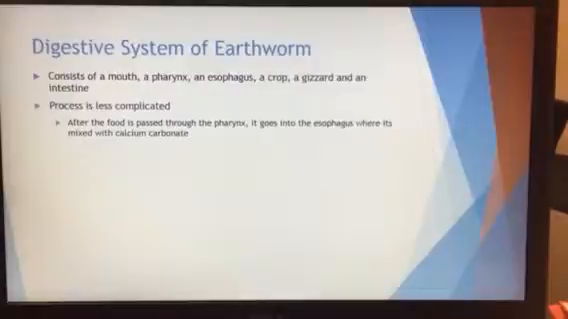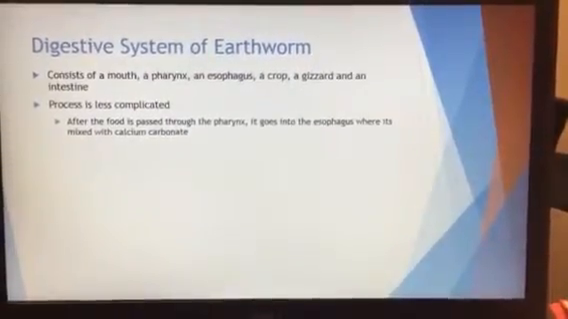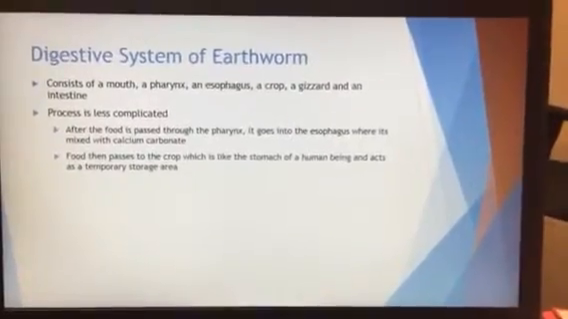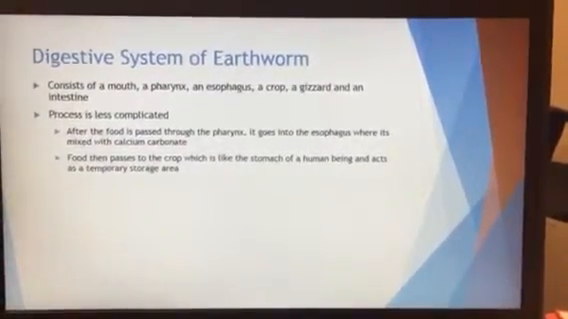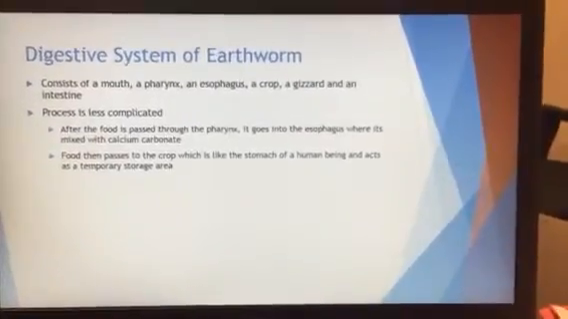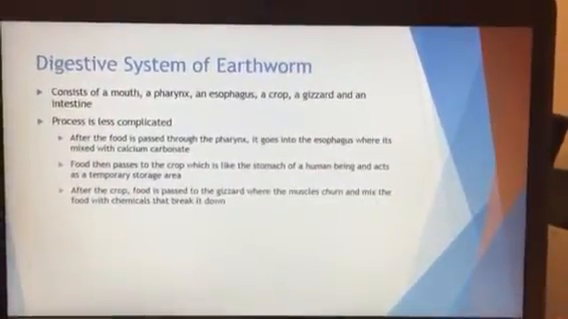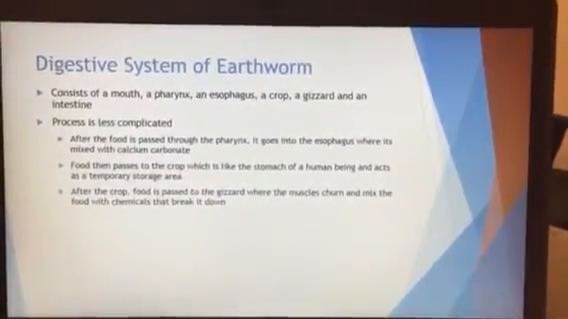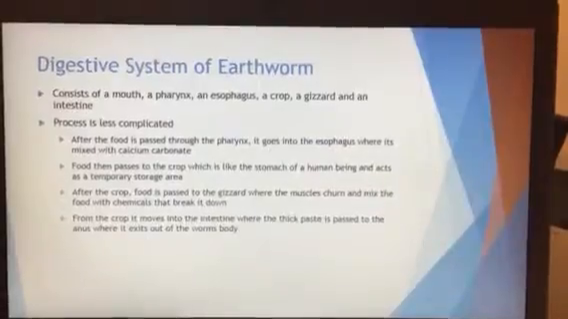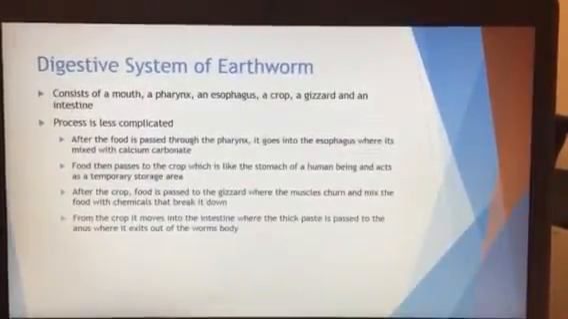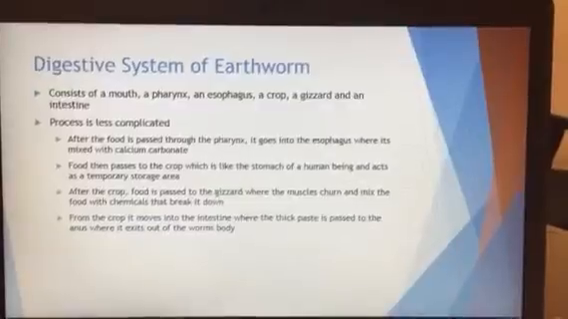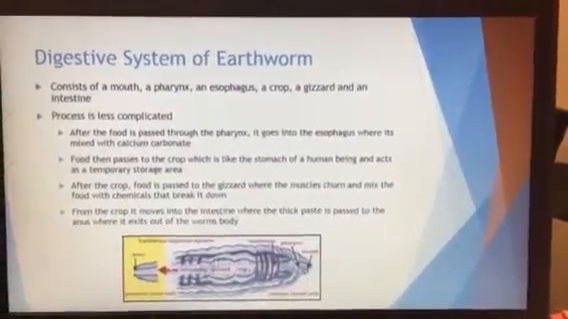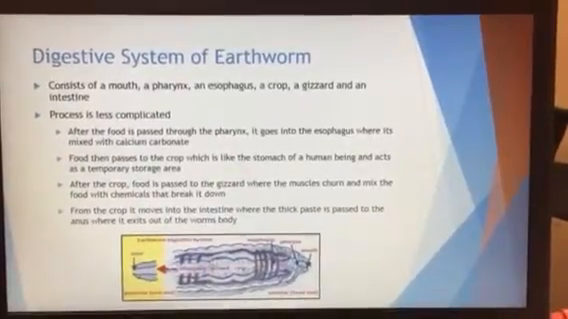After the food is passed through the pharynx, it goes into the esophagus where it's mixed with calcium carbonate. The food then passes to the crop, which is like the stomach of a human being and acts as a temporary storage area. After the crop, food is passed to the gizzard where the muscles churn and mix the food with chemicals that break it down. From the gizzard, it moves into the intestine where the thick paste is passed to the anus where it exits out of the worm's body. And here is a picture of how the earthworm's digestive system looks.